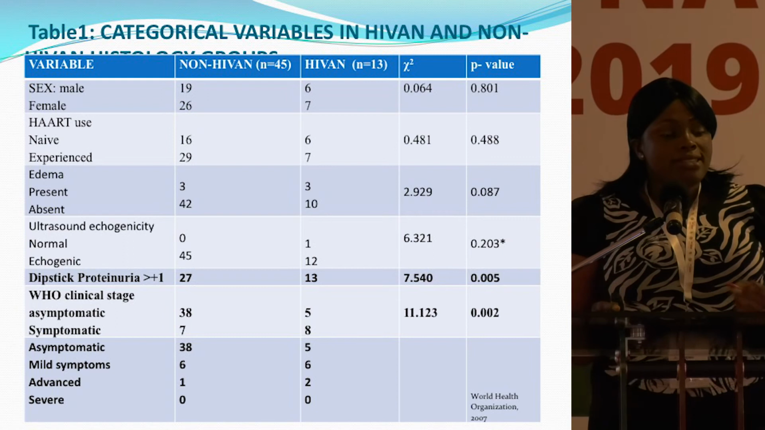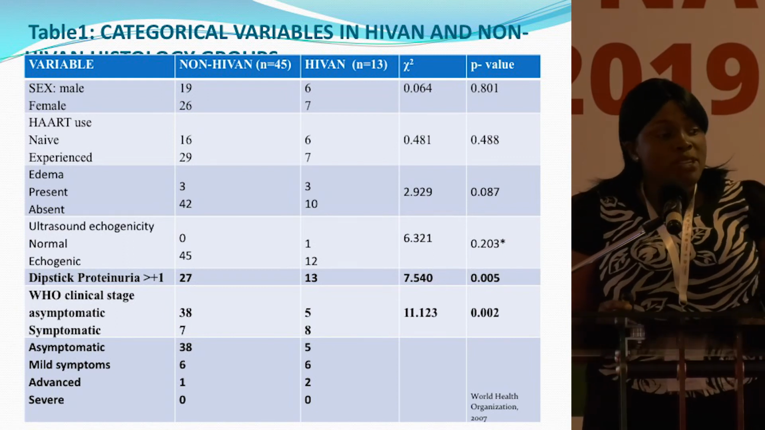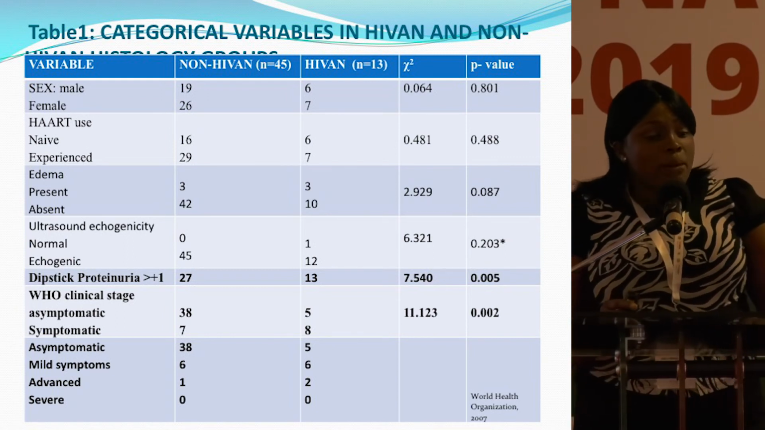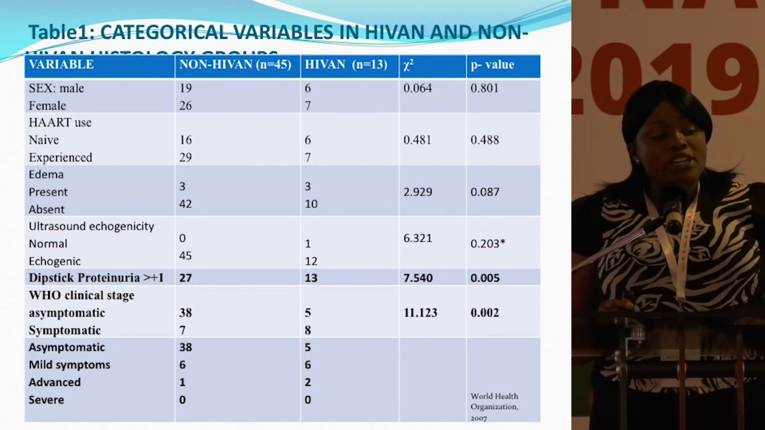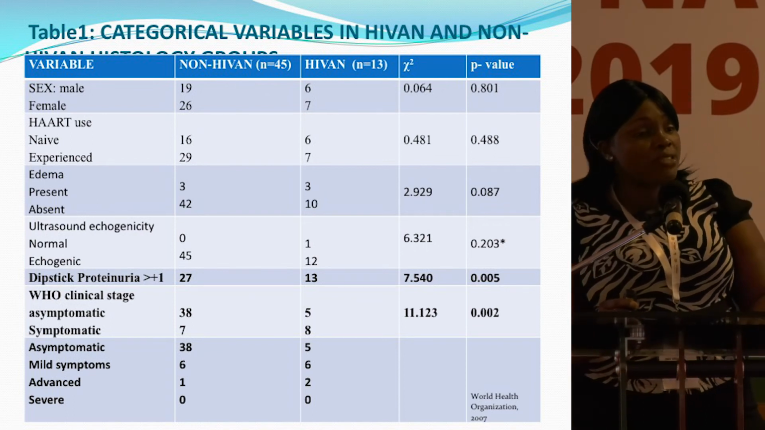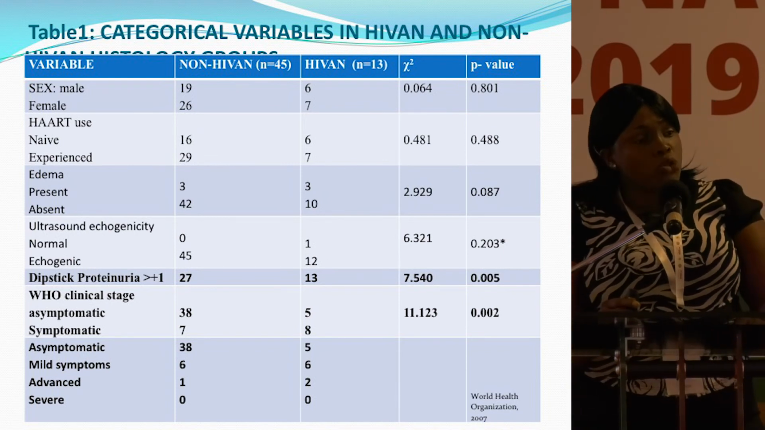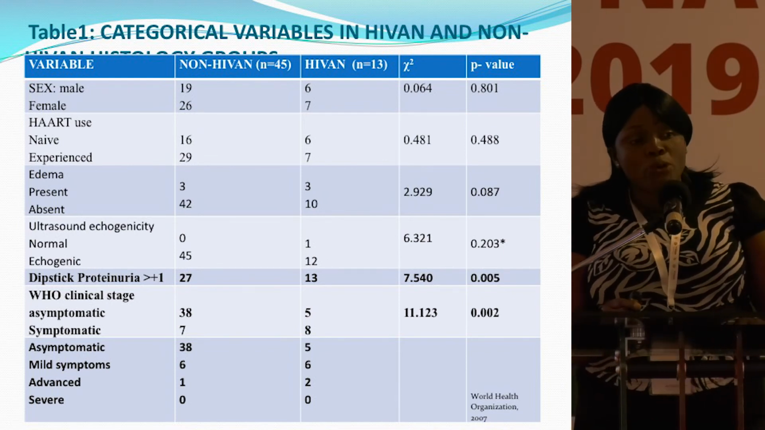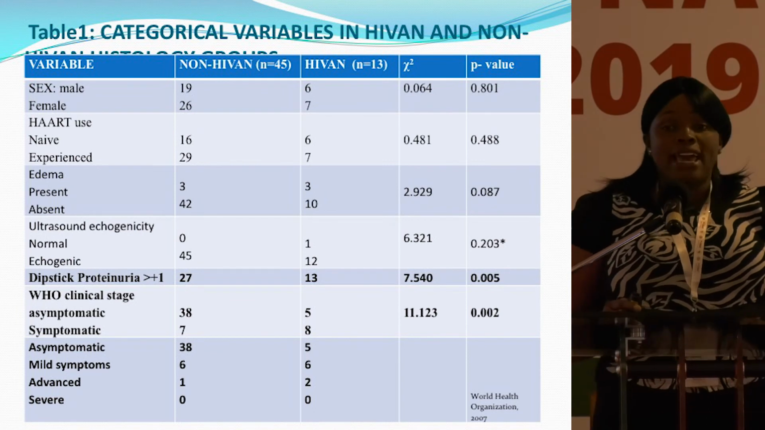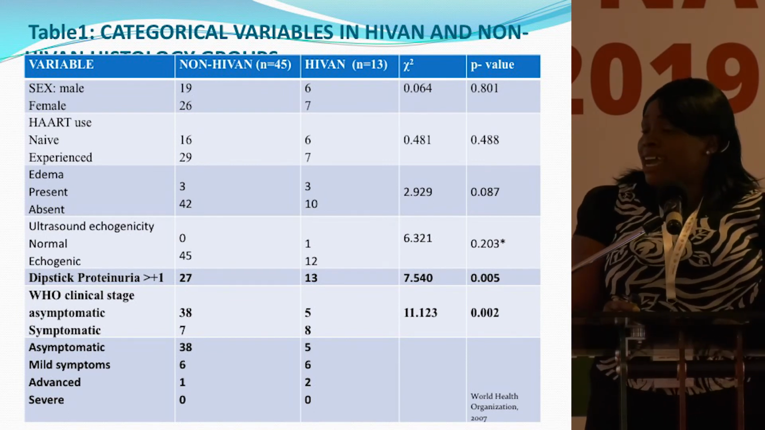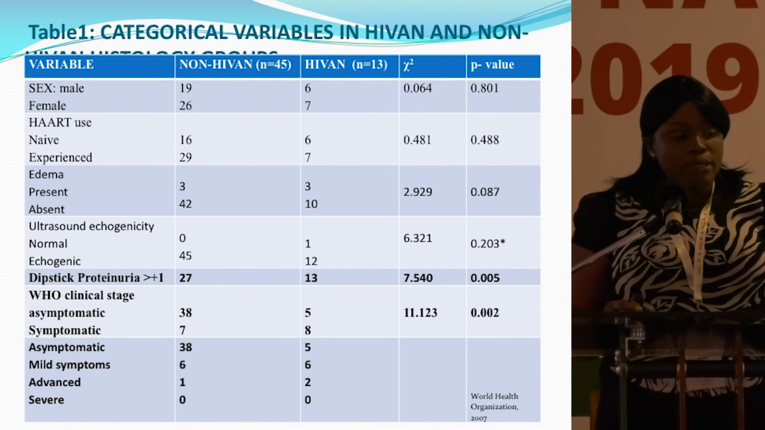So there is no sex difference in the distribution of patients who had HIVAN and non-HIVAN. But we know that in the traditional description of a patient who has HIVAN, you don't actually expect so much edema. But we noted that we had an equal number of patients in the two groups that had edema. But if you look at the proportion, the non-HIVAN group actually had a higher proportion of patients who had edema.